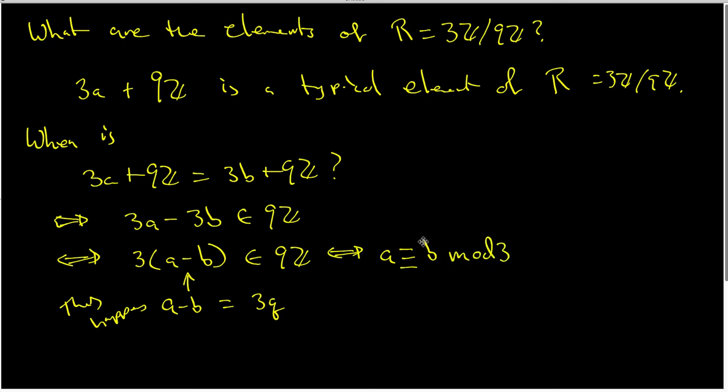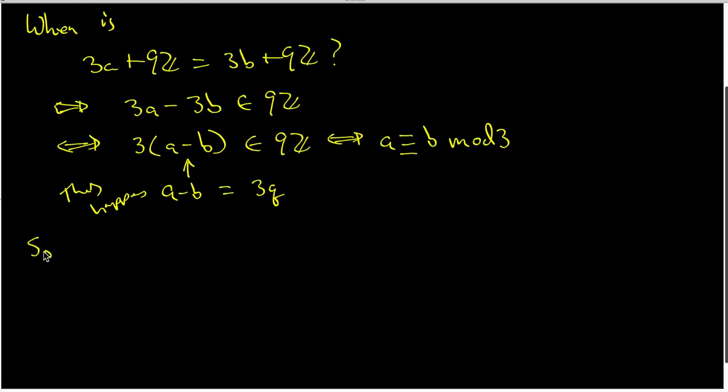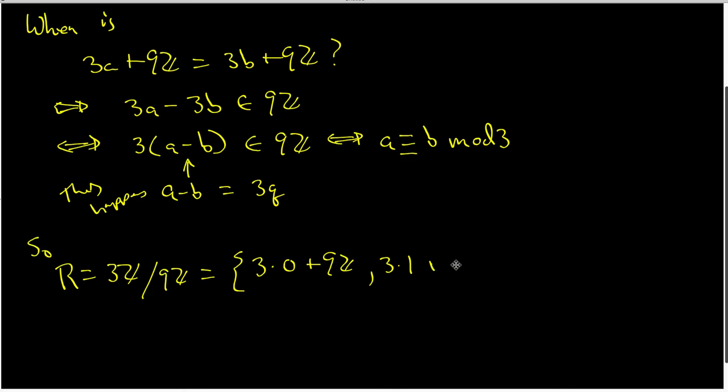And this lets me actually explicitly write the elements of my ring R very nicely. There are only 3 equivalence classes mod 3, and so what this says is that our quotient ring can be thought of as 3 times 0 plus 9Z, 3 times 1 plus 9Z, and 3 times 2 plus 9Z.